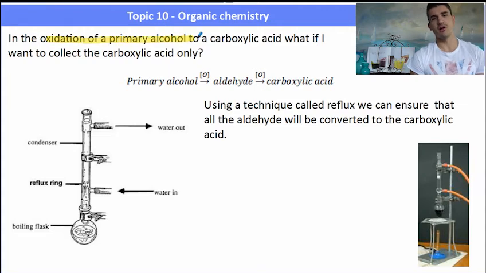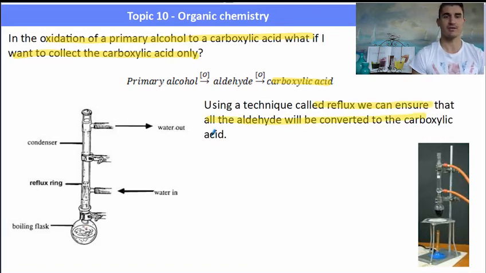Okay, well what about if I wanted just to collect my carboxylic acid? Well, if I wanted to collect just the carboxylic acid, I need to set up a reflux technique where we have our boiling flask and a condenser on the top, and we simply boil the mixture for an extended period of time. The mixture boils very rapidly, so there's lots of bubbling and there's lots of condensation of those gases and then dripping back down into the boiling flask.